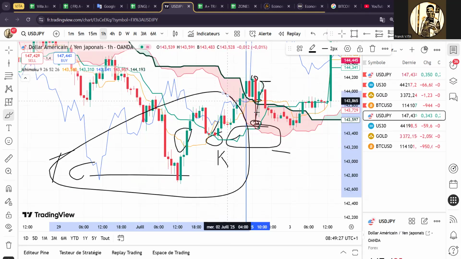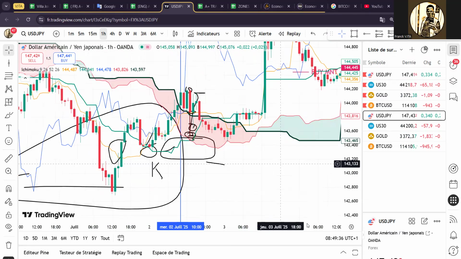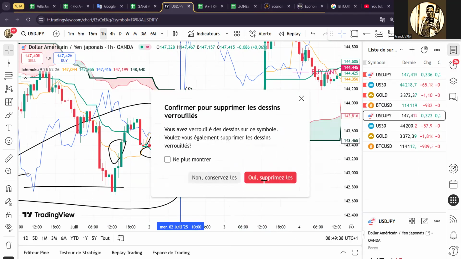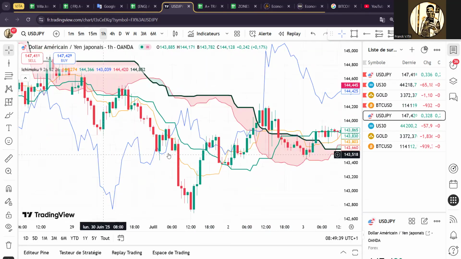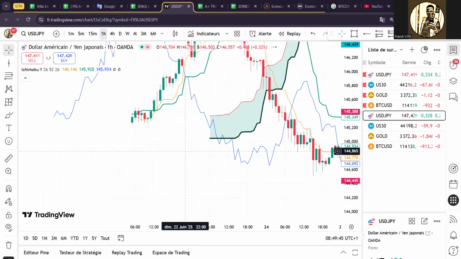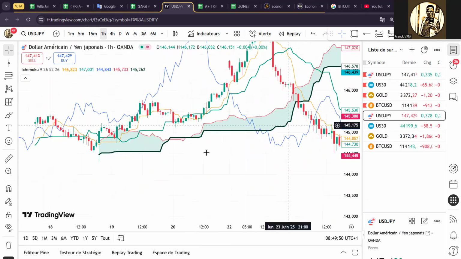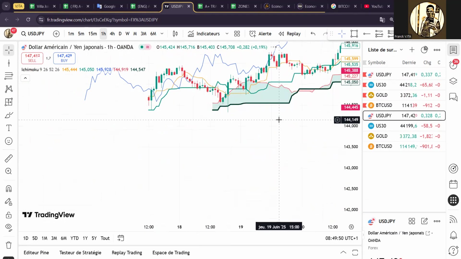Okay. So you need to mark this point, the point in between Tenkan and Kijun, when you have this type of phenomenon. Okay, so what else should I do? Can we find again another one? If we can find another one, it will be fine.